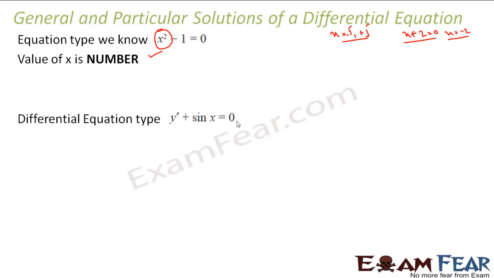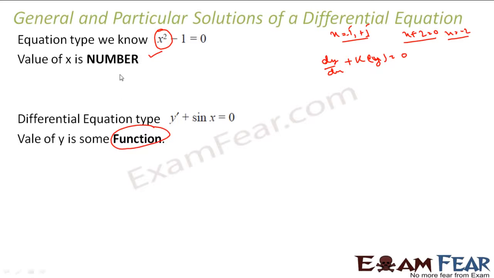But the differential equation, as I told, is of this type: dy by dx plus ky equal to 0. This kind of form, correct? Now, in this case, the value of y I get is a function. Please note, in the normal equation, the value you get is a number. In this case, I get functions.